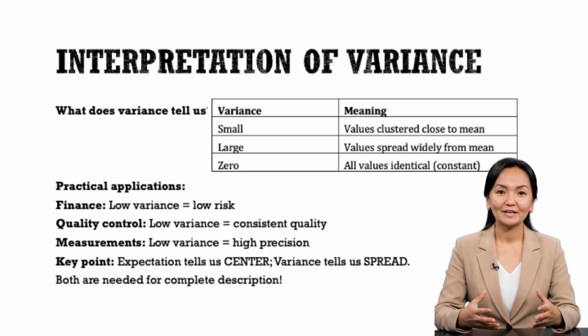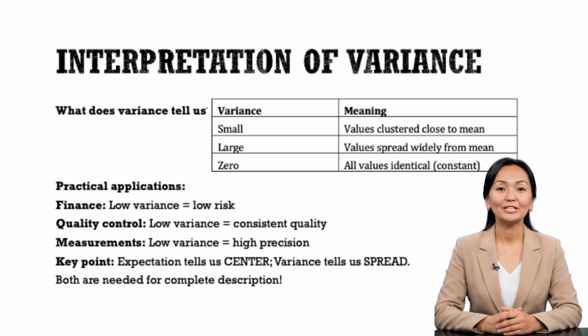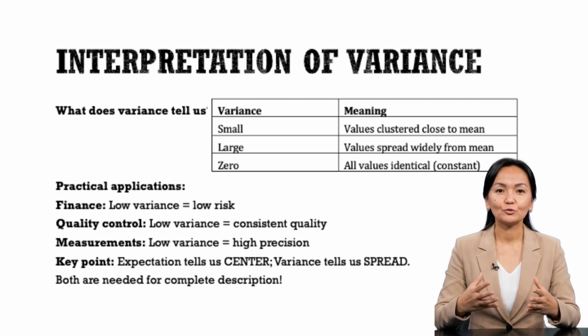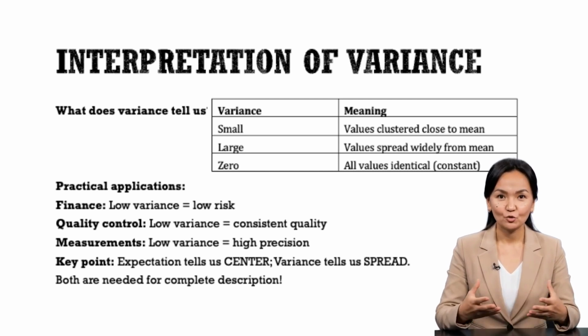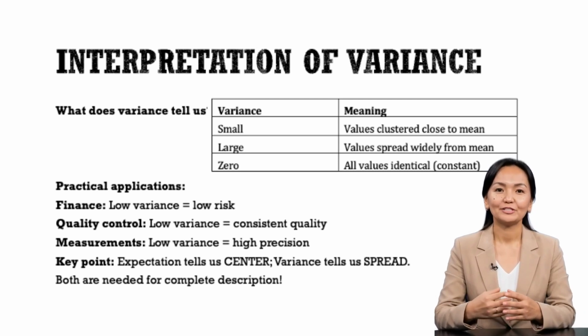For B, E of x squared is 8 squared times 0.2 plus 10 squared times 0.6 plus 12 squared times 0.2, which is 12.8 plus 60 plus 28.8, equaling 101.6. Variance is 101.6 minus 100, giving 1.6. The standard deviation is the square root of 1.6, approximately 1.26, so both distributions have the same mean of 10, but A has much higher variance.